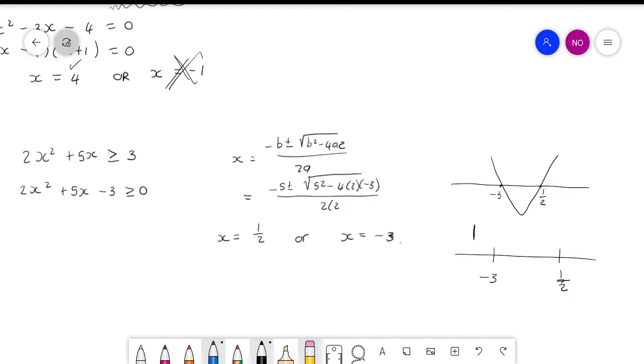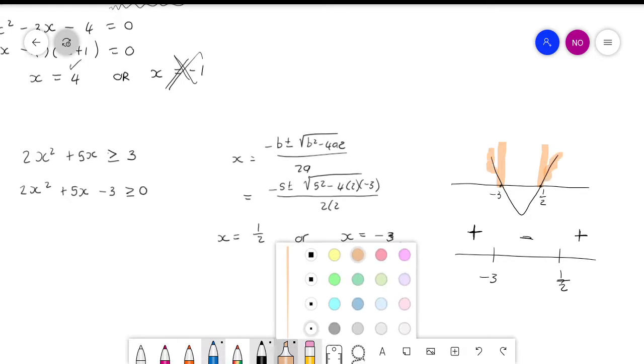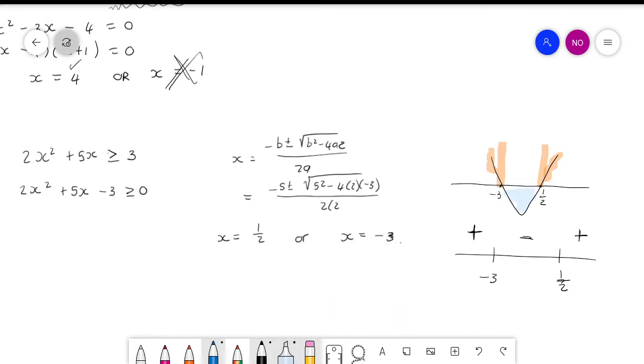Do you guys agree that this will be plus, minus, plus? Is that what you're having a hard time with? Okay, so do you see that this part is above? Do you see that this part is below? So below the x-axis means it's a negative parabola. Above the x-axis means it's a positive parabola. So that's where I get the plus and the minus and the plus from.